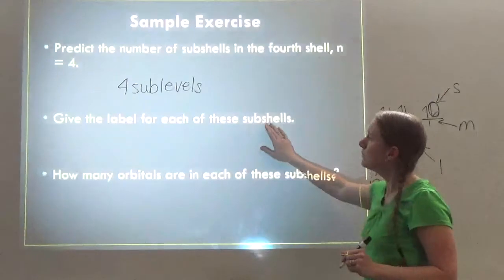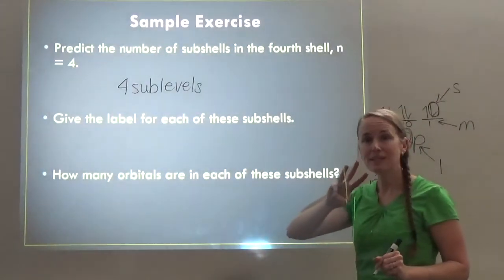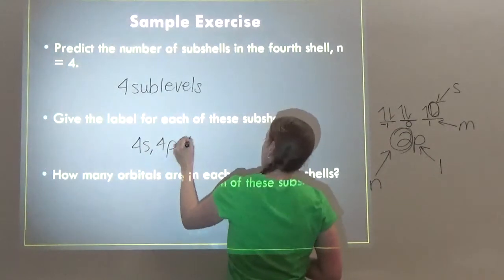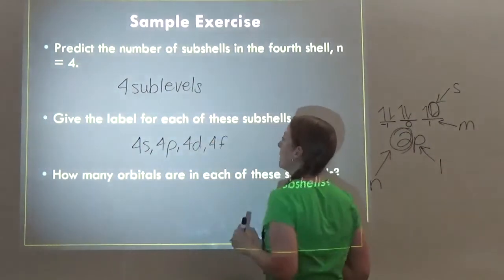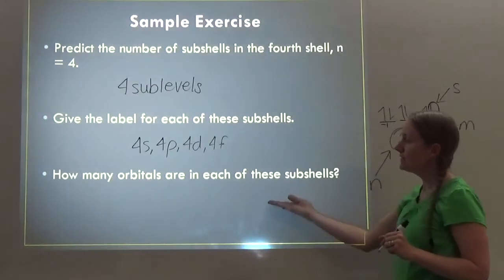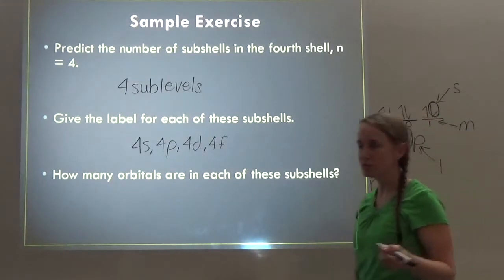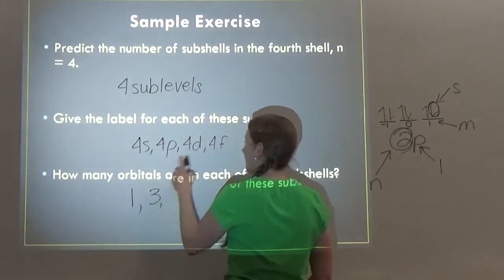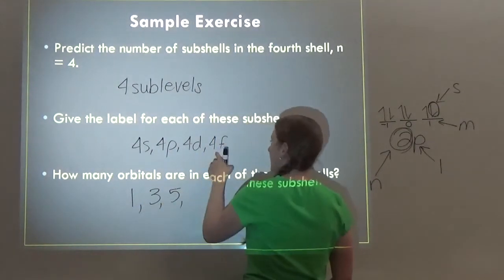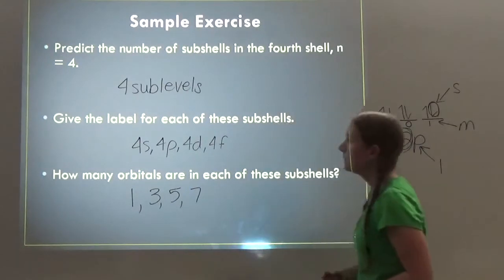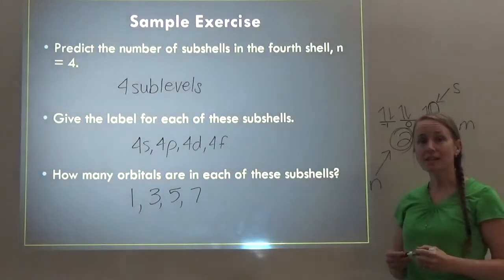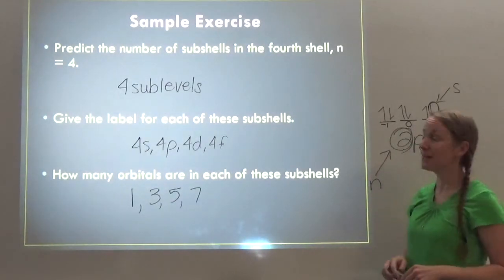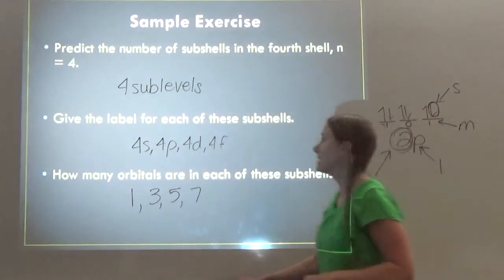So it says give a label for each of these. Well, there's going to be an s, p, d, and f. So there will be 4s, 4p, 4d, and 4f. Then it says how many orbitals are in each of these sublevels. Well, 4s has 1 orbital, 4p has 3, 4d has 5, and 4f has 7. Remember, the number in front does not change how many orbitals a sublevel has. The letter indicates that every time. All right, so let's move on.